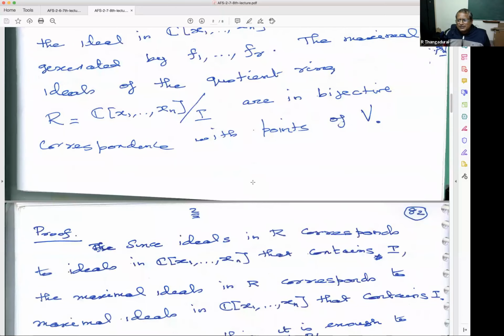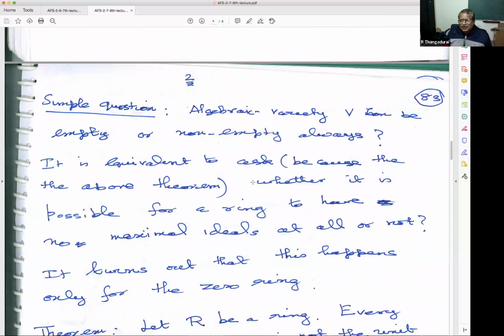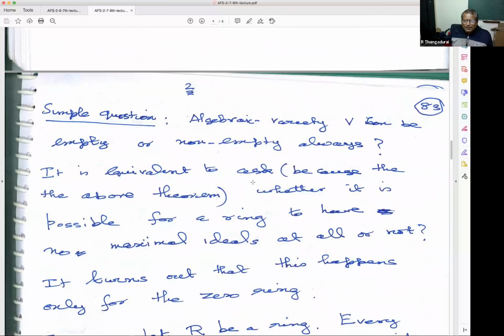First, one natural question: an algebraic variety V can be empty or non-empty. We have defined only algebraic varieties over C. When you change the field, the nature of the answer can change. Here we are talking about C. So whether an algebraic variety will be empty or not, always.